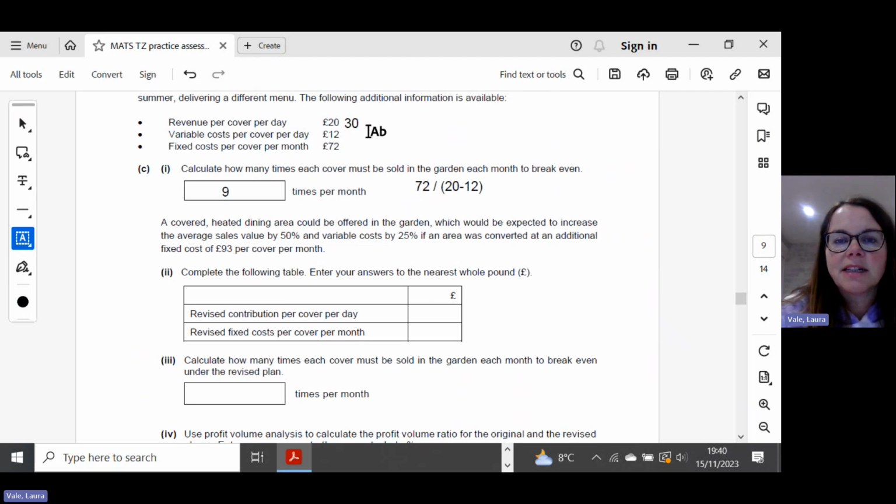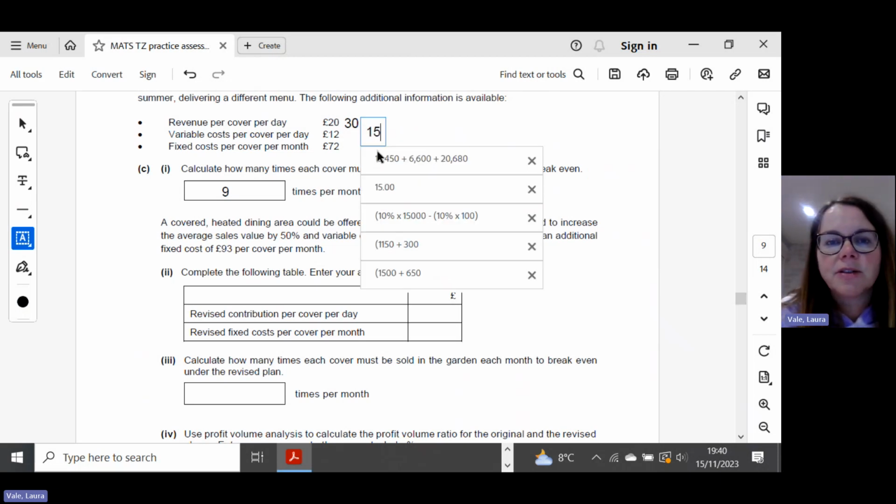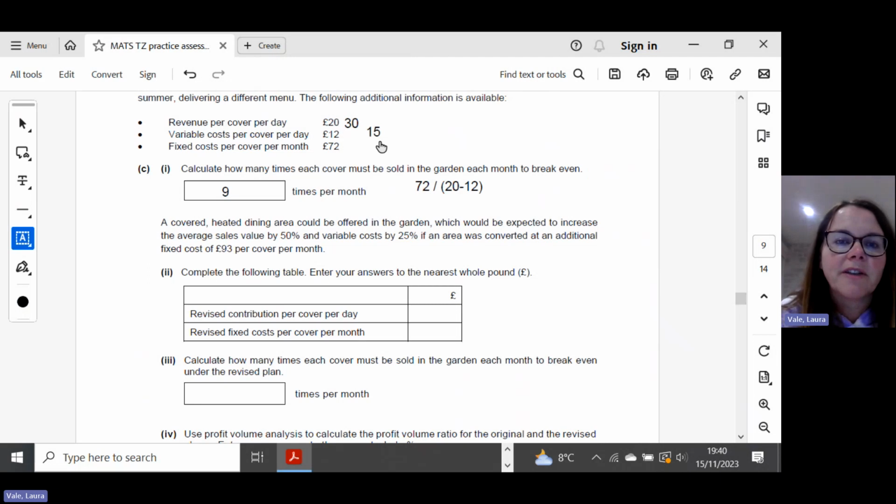I'll have to write it at the side here because it won't let me do it straight underneath. Right, so my variable costs are now 15. My revenue is now 30. But there's an additional fixed cost of 93. So if I add 93 onto my 72, the fixed cost is now 165.